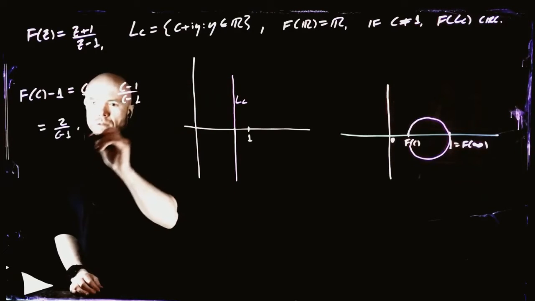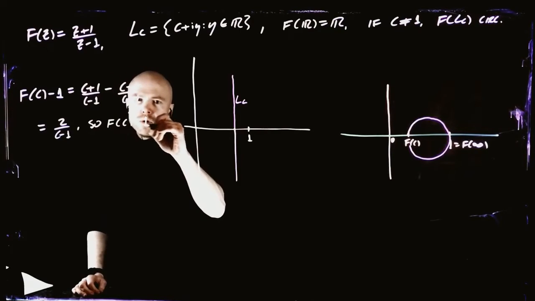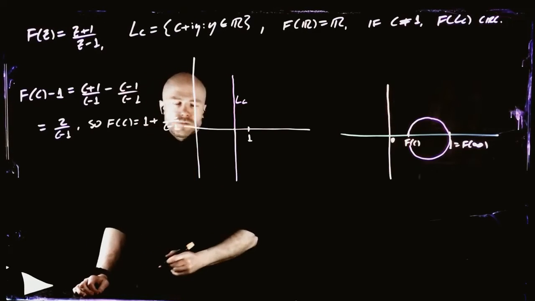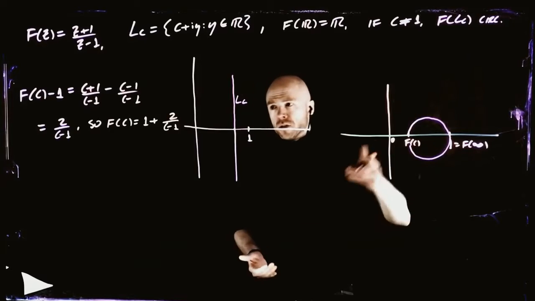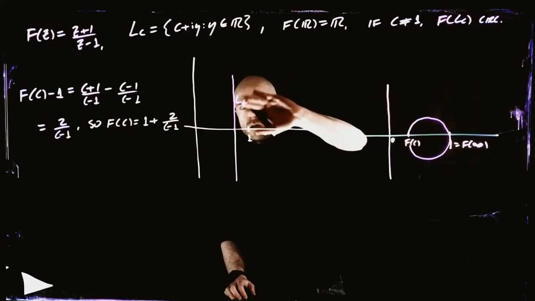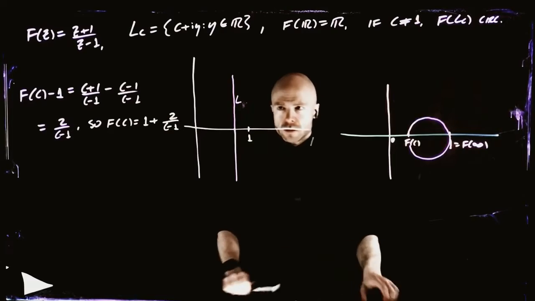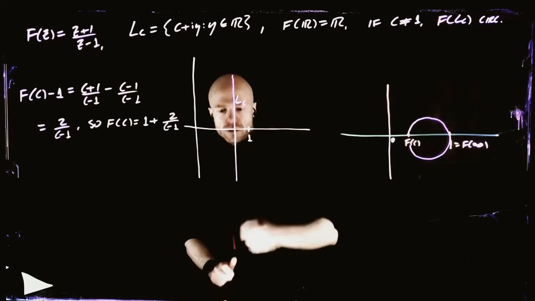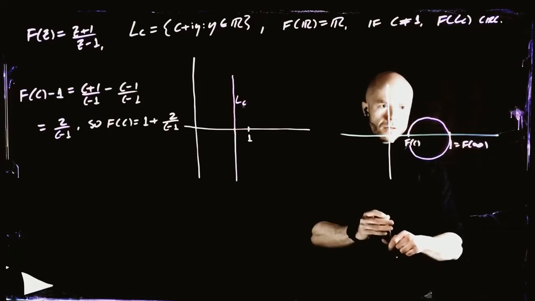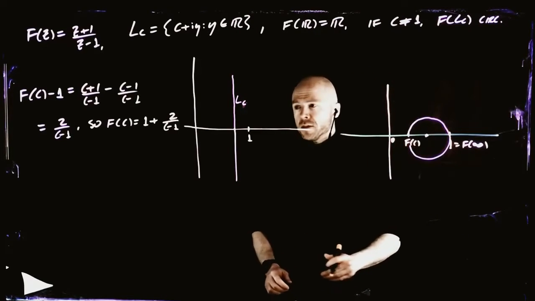So f of c is equal to 1 plus 2 over c minus 1. So we are to the left of 1 if c is less than 1, which is as this picture shows. And we are to the right of 1 if c is bigger than 1. All right. And the center of the circle is on the same side of 1 as f of c is, right?